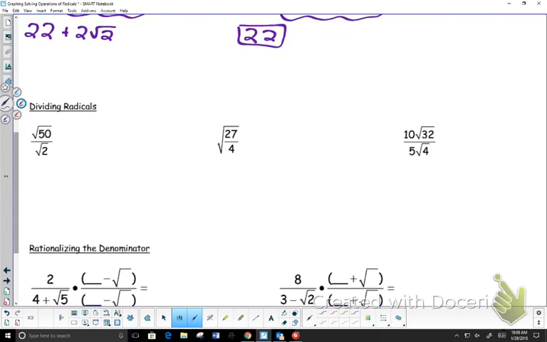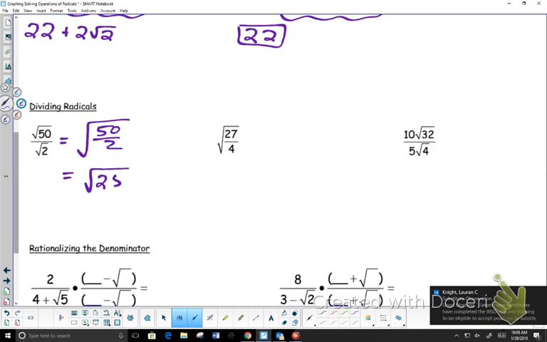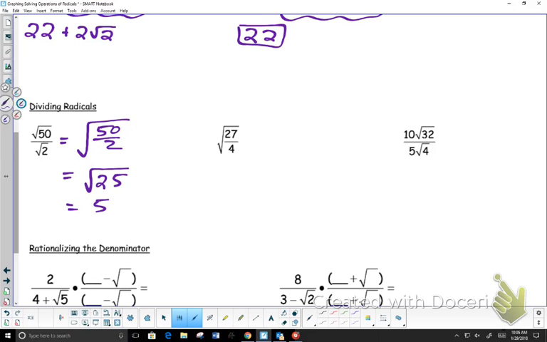Dividing radicals. This can also be written just like this. 50 divided by 2. Well, 50 divided by 2 is 25. Square root of 25 is 5. Next we have 27 divided by 4. So let's think about this. That would be the same thing as 27 divided by the radical of 4. Well, I know the radical of 4 is 2. 27 is 3 times 3 times 3, which means I've got 3 square root of 3 all over 2.